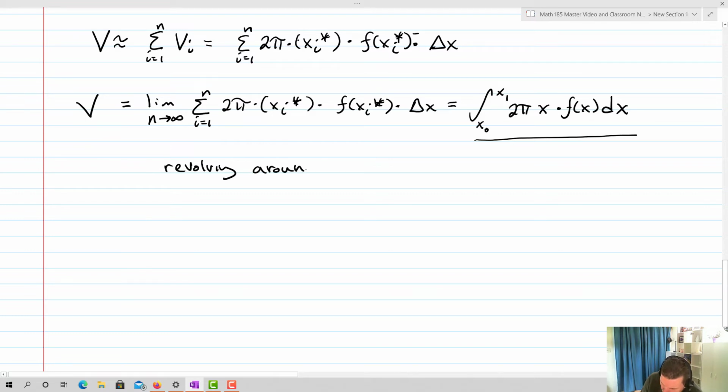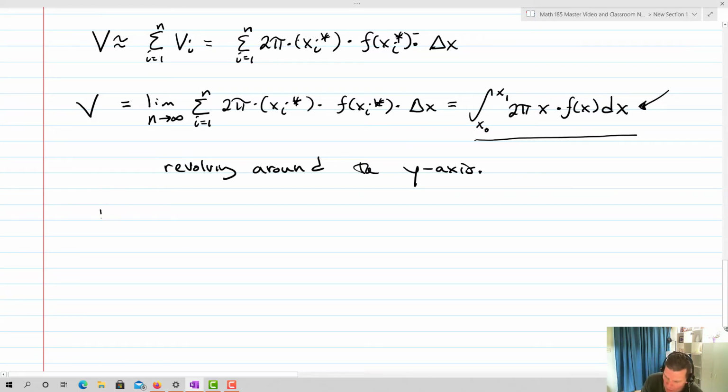Now that's really important, because if you notice, when we do discs and washers revolving around the y-axis, we have to transform all of our functions into functions of y, and we find the integral with respect to y. In this case, when we're revolving around the y-axis, you're going to be integrating with respect to x and utilizing the formula that goes along with x.